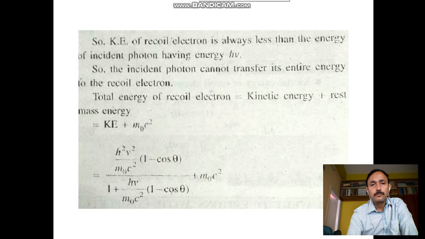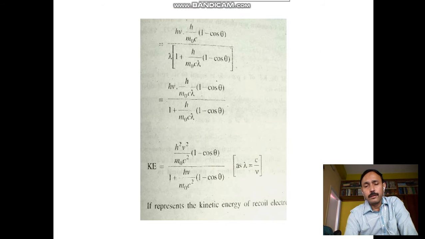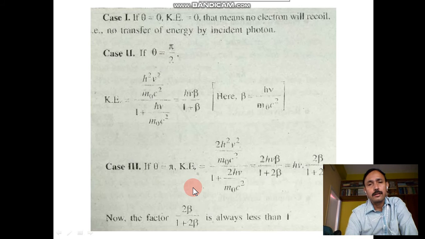Theta is pi by 2, h nu square. We have just moved one slide forward, and this will be the equation. So k, with theta equal to pi by 2, means this is 0. This one is also 0. So the numerator part will be h square nu square by m naught c square, by 1 plus h nu by m naught c square.